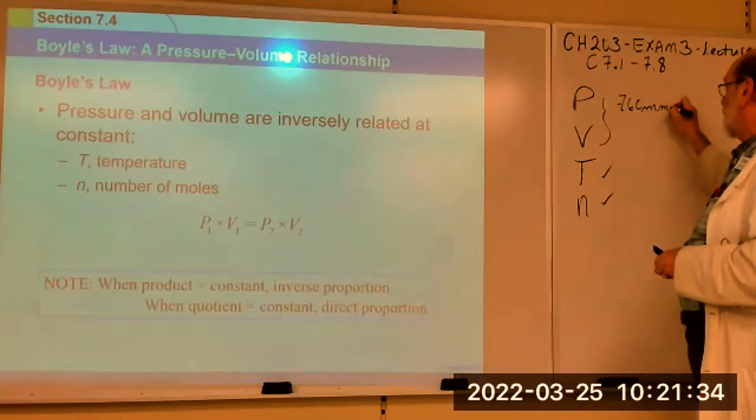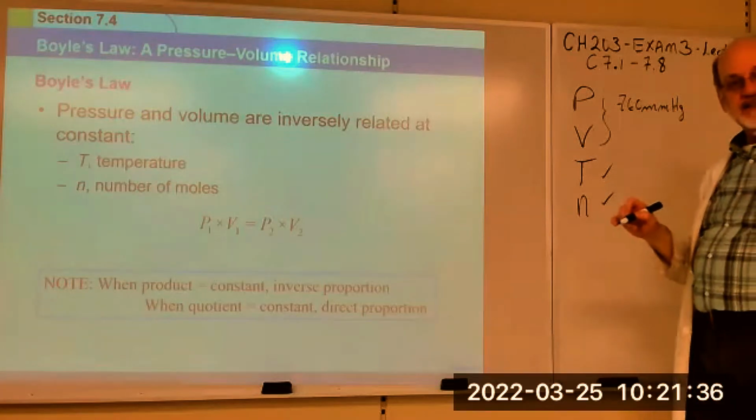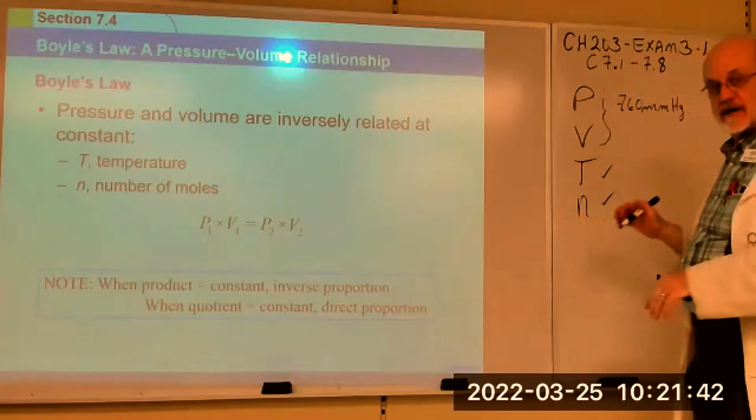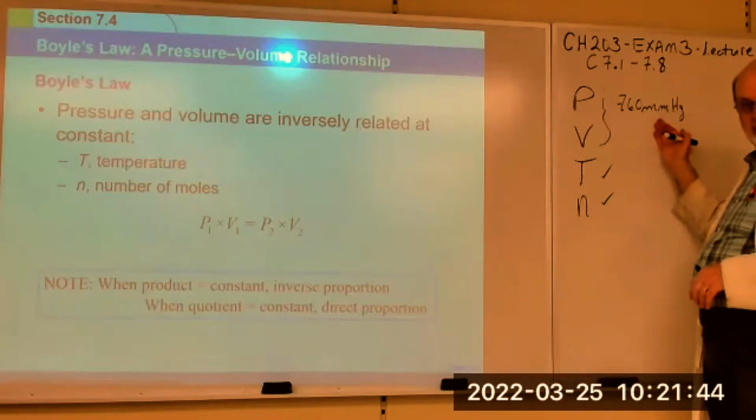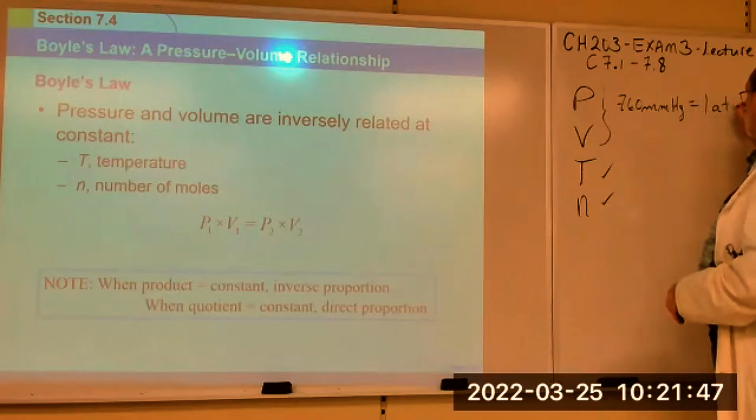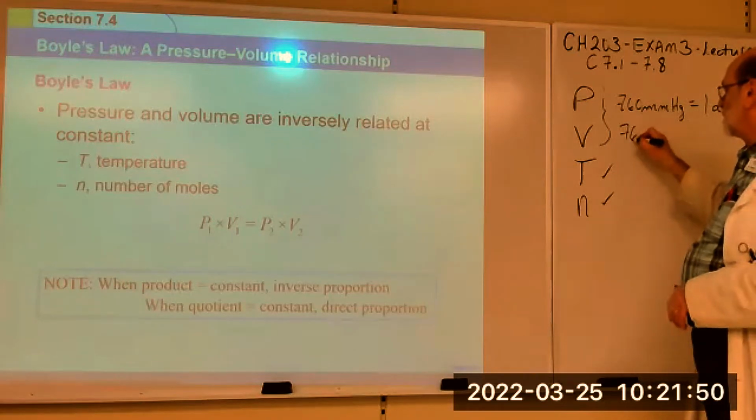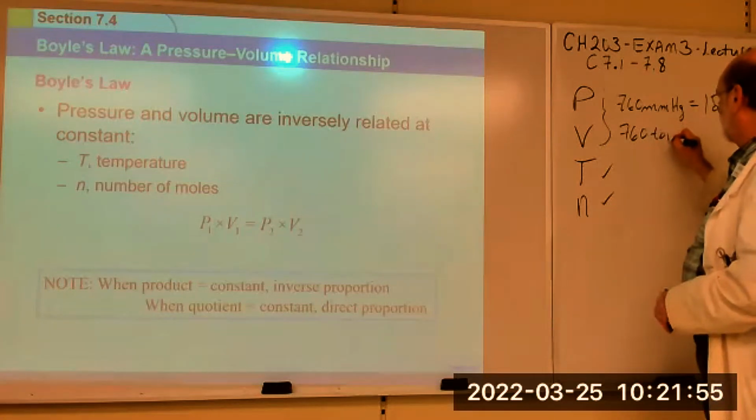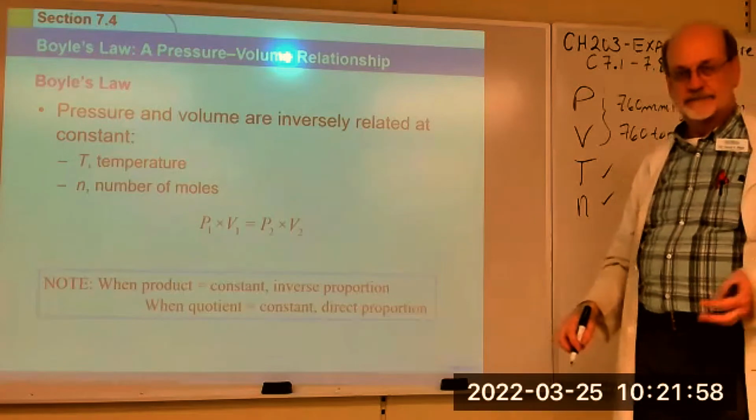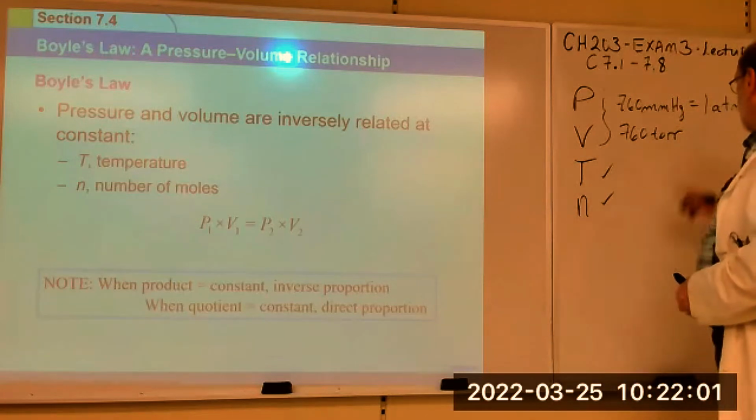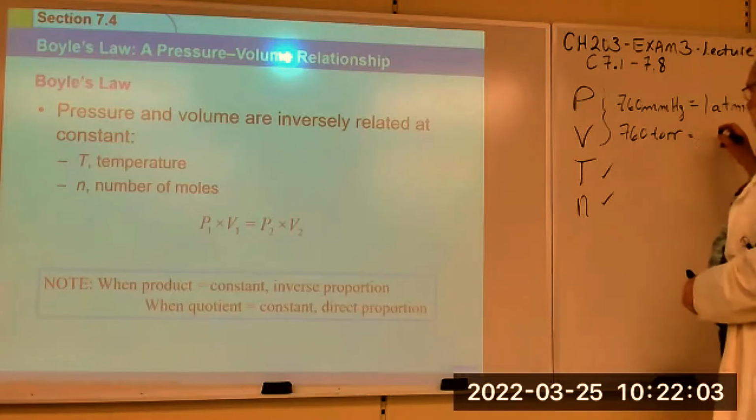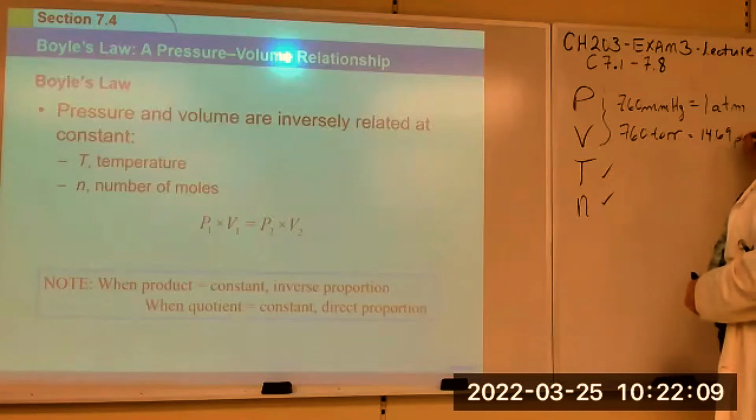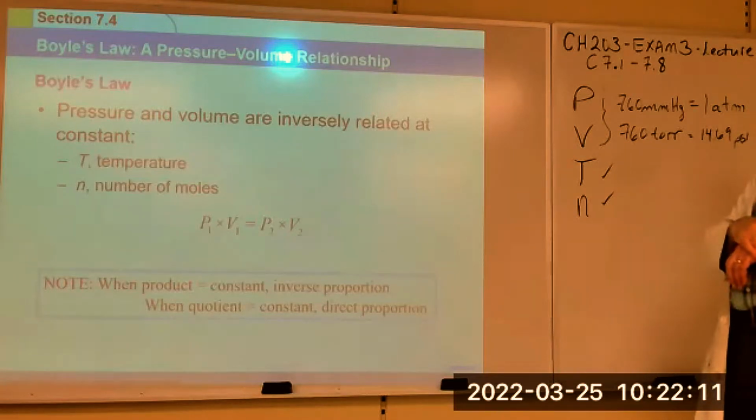760 millimeters of mercury is now taken as the standard for 1 atmosphere pressure. At sea level, this is the average pressure. It's 1 atmosphere. This is also equal to 760 Torr, in honor of Torricelli. 1 atmosphere is also equal to 14.69 pounds per square inch. Okay.